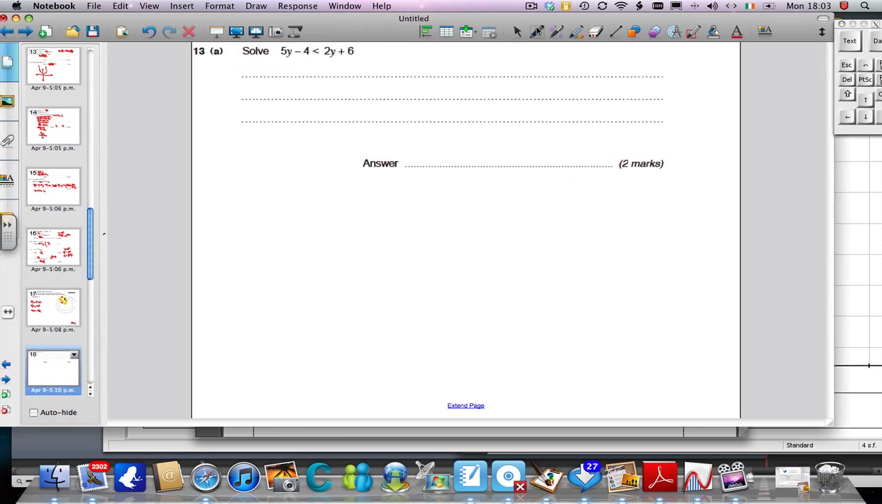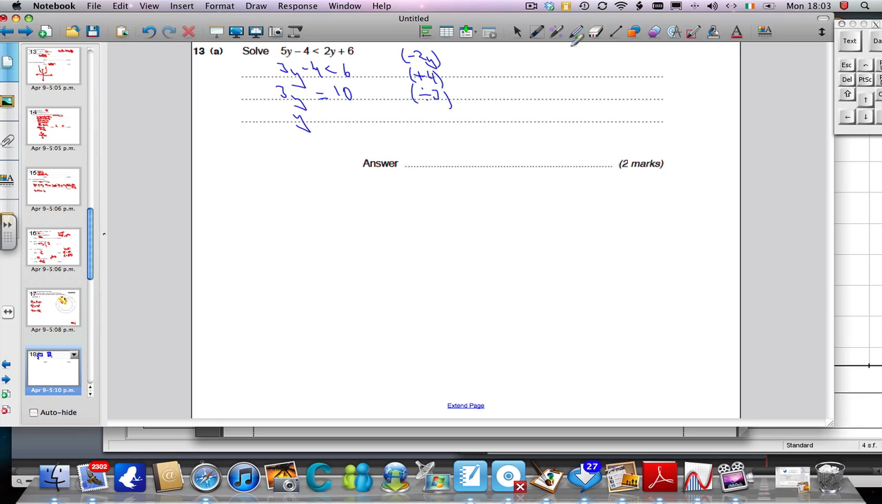Okay, asked to solve an inequality problem. So, just like solving an equation, I'm going to take 2y off both sides. So, taking away 2y, we get 3y, take away 4, less than 6. And now I'm going to add 4 to both sides. We get 3y equals 10. And then finally, I'm going to divide both sides by 3.